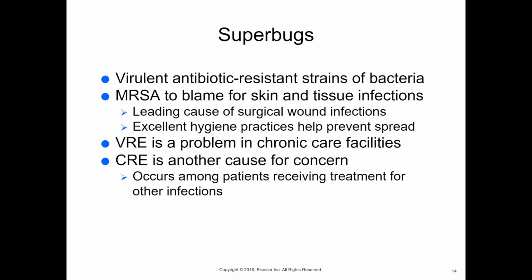We also have vancomycin-resistant enterococci. These typically are related to chronic care facilities, especially for elderly people, as well as the hospitals. These are also rather scary because we have very few antibiotics that even work on them to begin with. And then we have another type of quote-unquote superbug that's starting to come forward called carbapenem-resistant Enterobacteriaceae, or CRE.